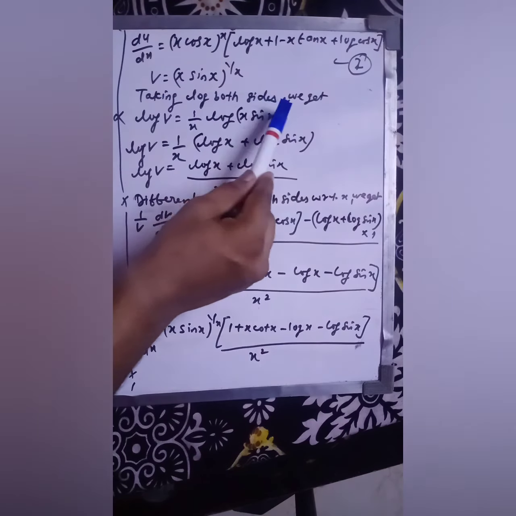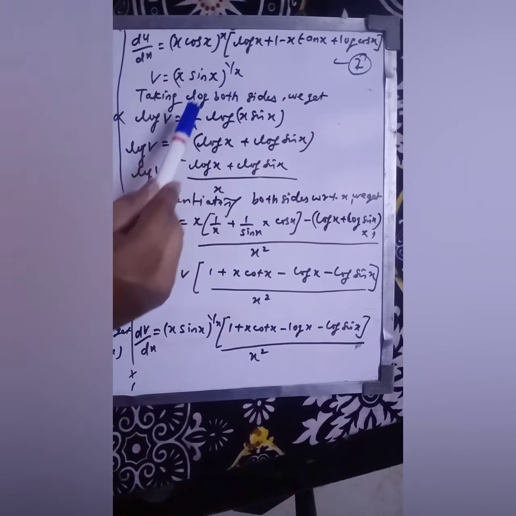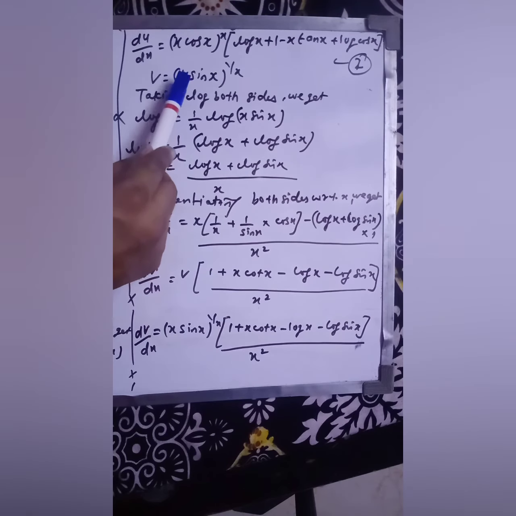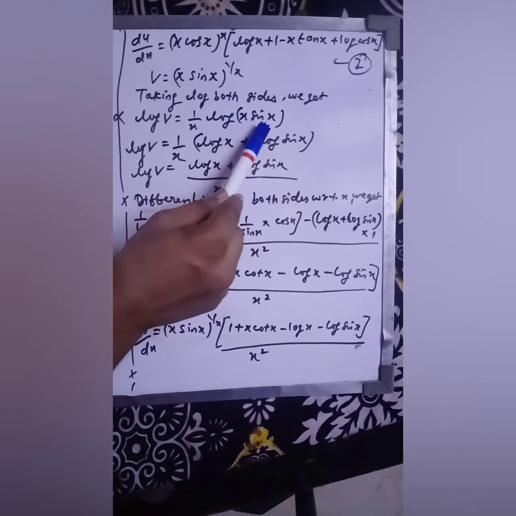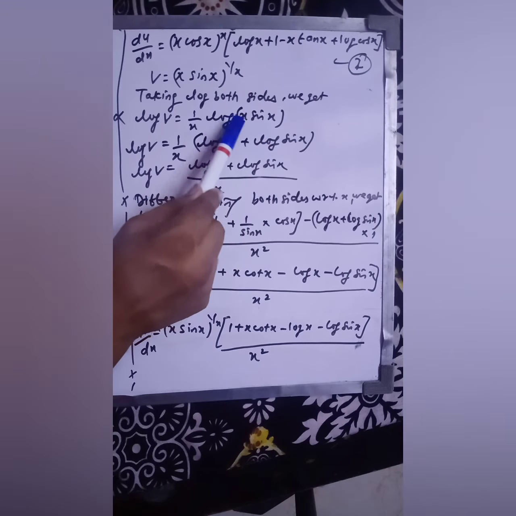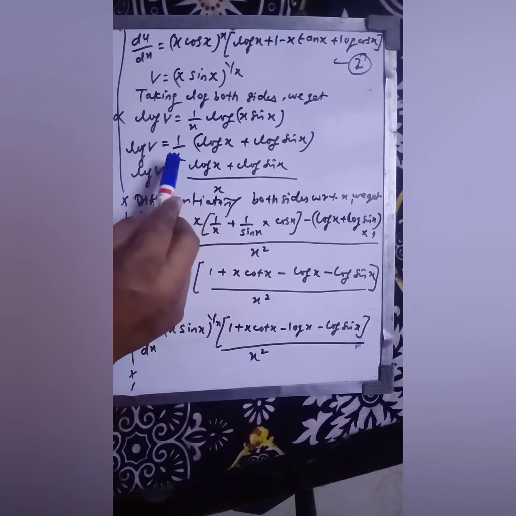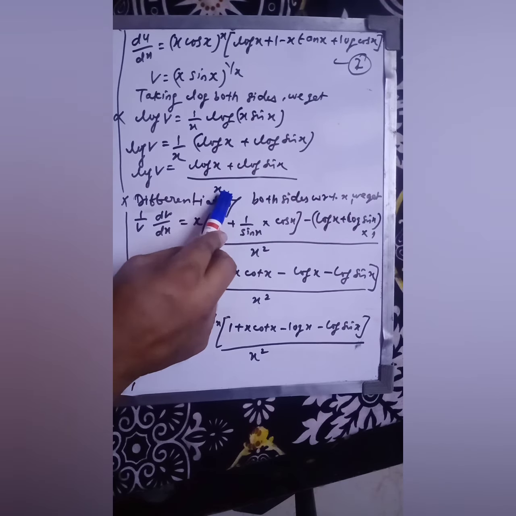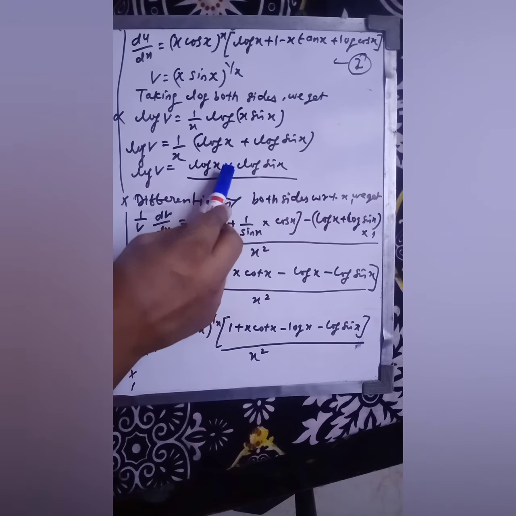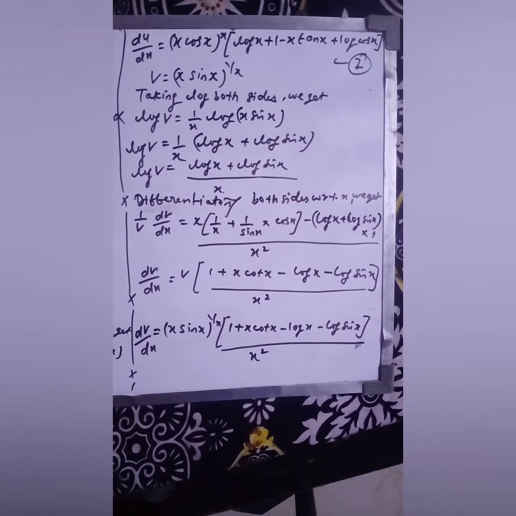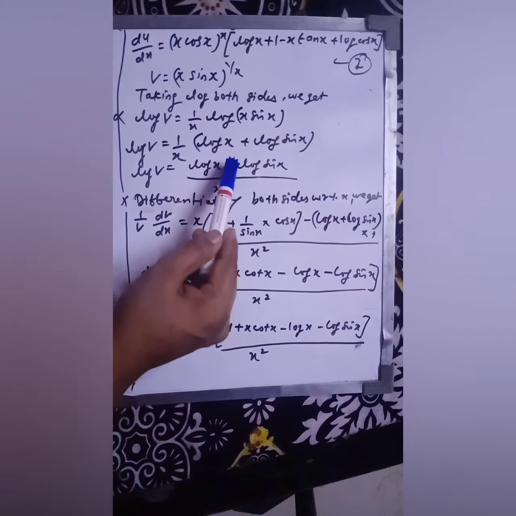Fine, and next is your v was this. Again you have to take log both sides, this 1 by x will come first and it would be log x sin x, and this would be log x plus log sin x. You can write this like this, and this x you have to insert, this will come in the denominator, and to differentiate it you have to apply the quotient rule here.